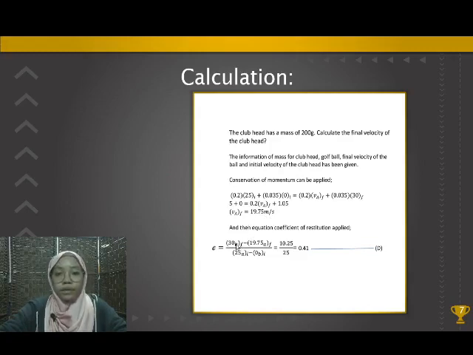COR equals the final velocity of the ball minus the final velocity of the club head, divided by the initial velocity of the club head minus the initial velocity of the ball. So we do the math and we will get 0.41, and it doesn't have units, okay, because the units will cancel out.